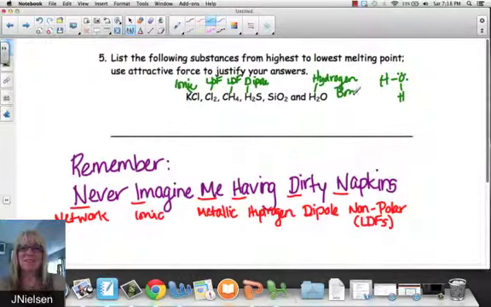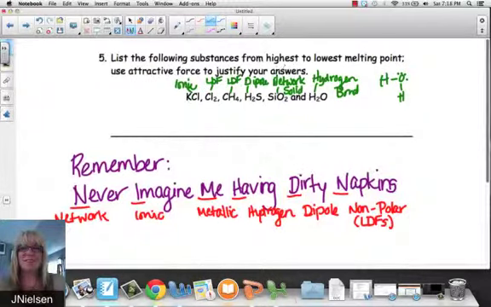And this one right here, I don't know if I mentioned it anywhere. This is silicon dioxide. This is sand. This is going to be network solid. We haven't really talked about it. I've just mentioned it. We talked about diamond and graphite.